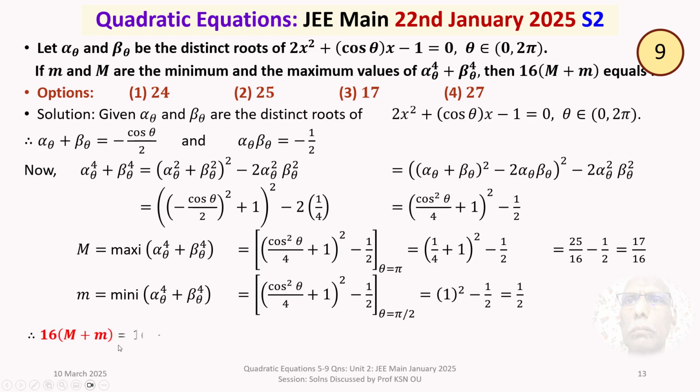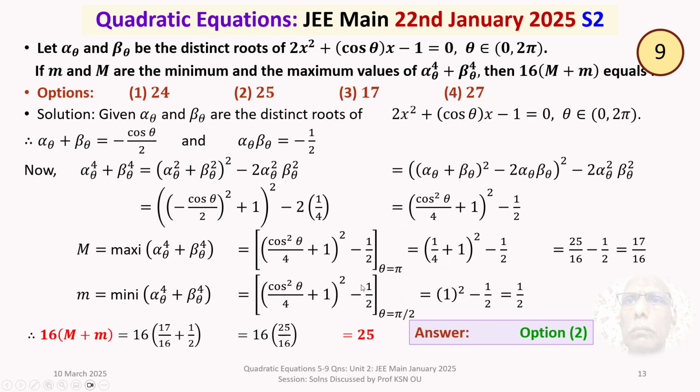Now, 16 times (capital M plus small m) is equal to 16 times (17 by 16, that is capital M, plus small m, which is 1 by 2). Simplify, you will get 16 into 25 by 16. 16 cancels, you get 25. Where is my 25? Against option 2. So the solution is 25, which appears against option 2. Therefore, the answer to this question is option 2. That is the detailed discussion of the solution of this problem. This is also a very simple and straightforward question.